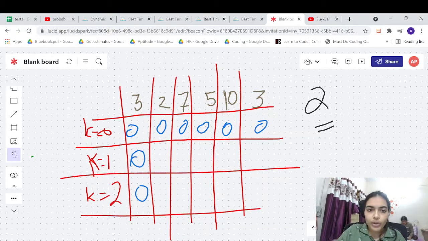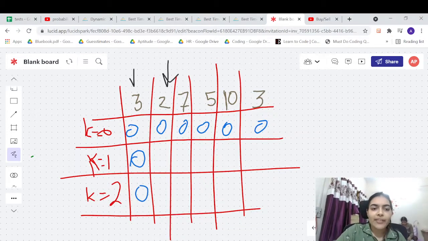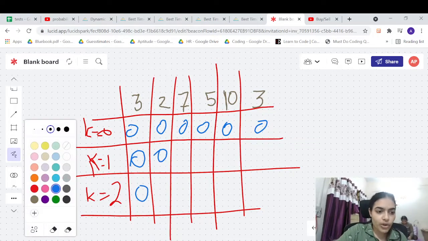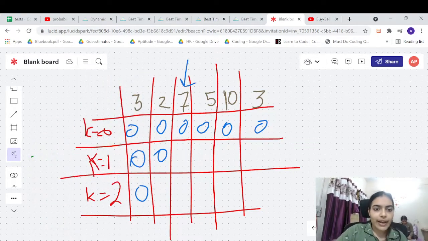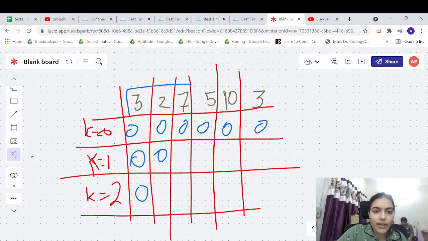Why would you want to sell when it is 2 and buy when it is 3? This is not profitable. So since this is not profitable, you will see the previous value. The previous value is better, so it's better to have 0 than to have losses. Okay, let's go to the next value. The next value will be when you have all the 3 numbers.